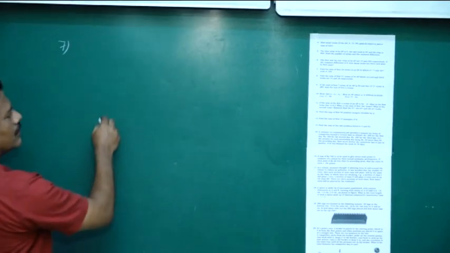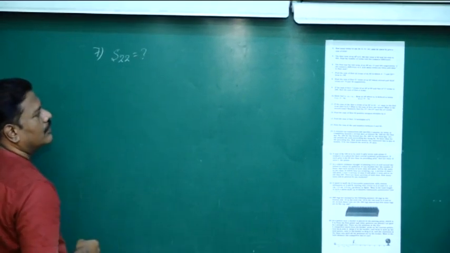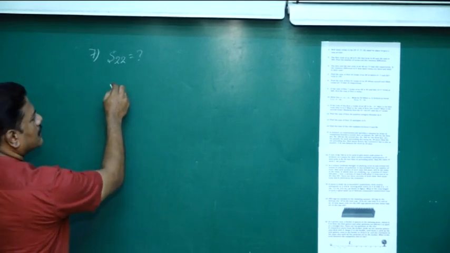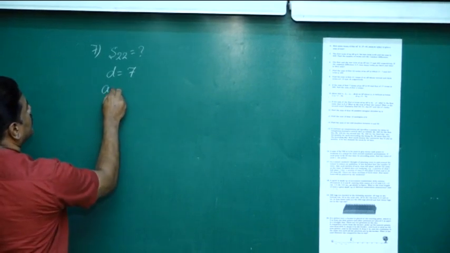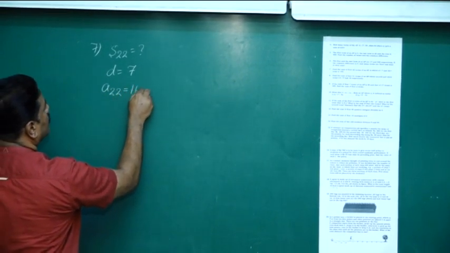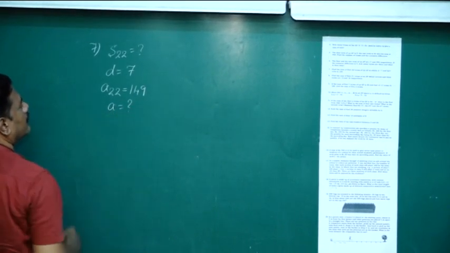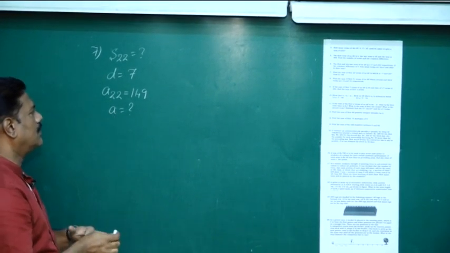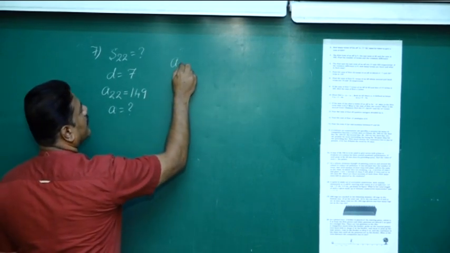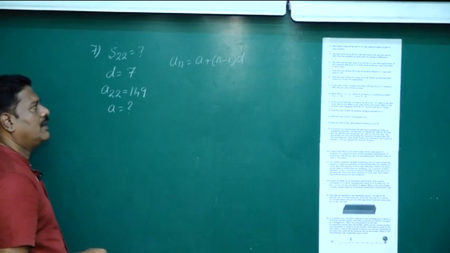7th question. What is given? I list down. So I have to find sum to 22 terms. Question mark. I don't know. Then what is given there? It is given d is equal to 7. Then 22nd term is 149. Means you have to calculate a. You have to calculate a. Then you can go to calculate the sum of 22 terms. I make use of this. So we know that an is equal to a plus (n minus 1) into d is the formula used to find the nth term.